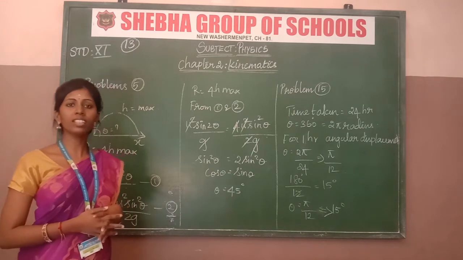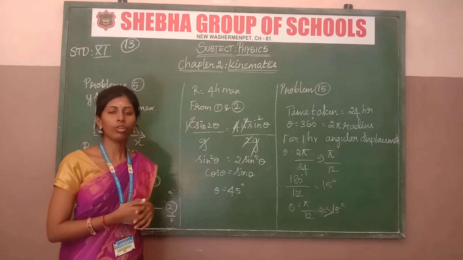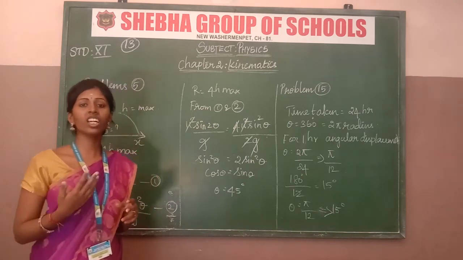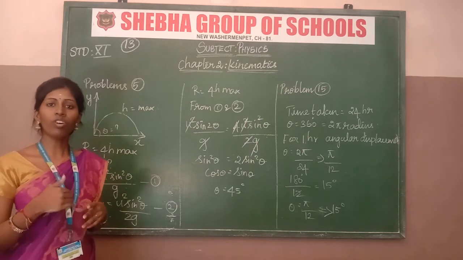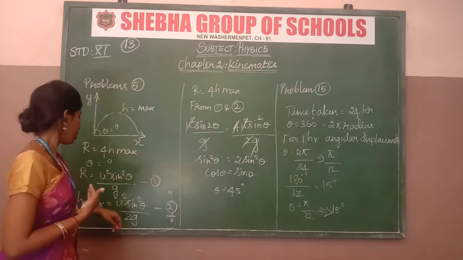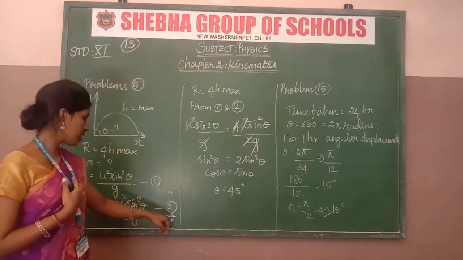Gravity will be taken as upward direction or downward direction. In the upward direction, the object moves opposite to gravity. In the downward direction, the movement happens in the same direction as gravity. So we take 2g, that is 2 gravity. First equation taken, second equation taken.